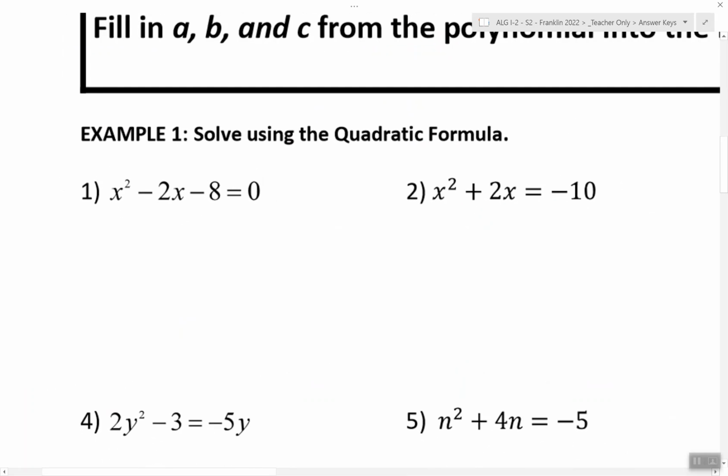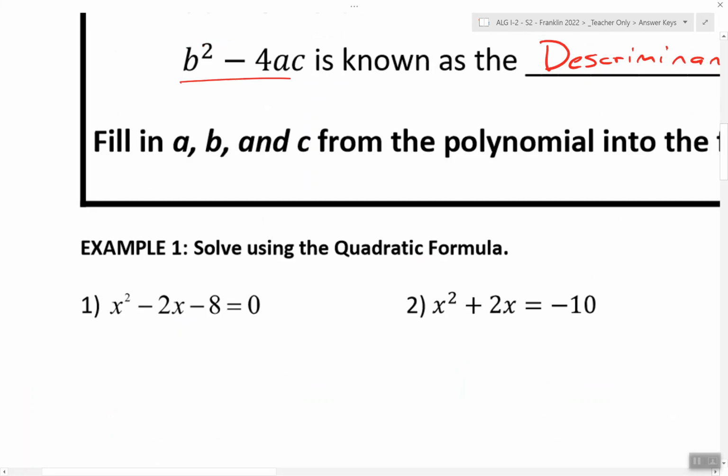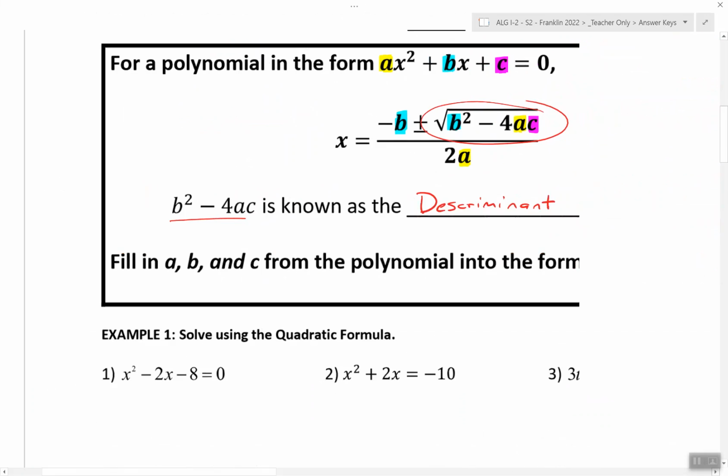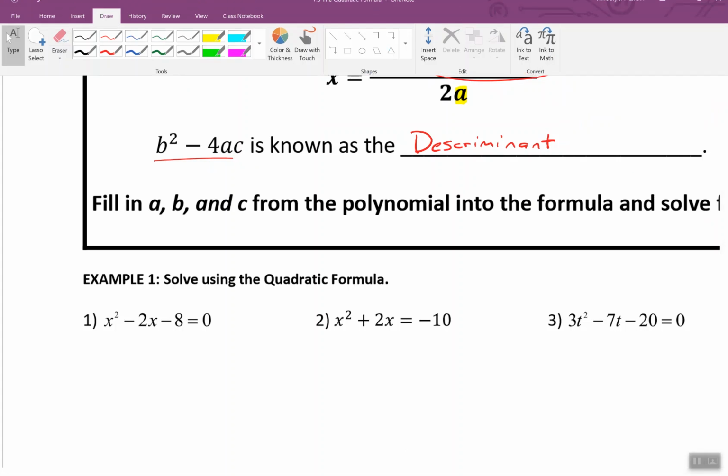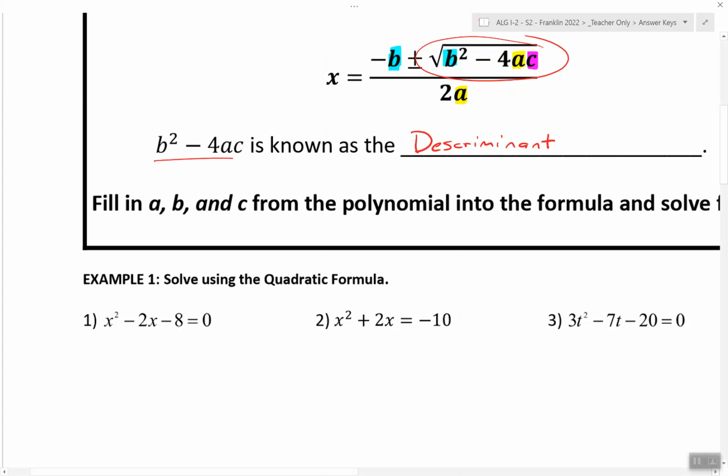So, number one, we have x squared minus 2x minus 8 equals 0. And again, the formula is right here. X equals negative b plus or minus the square root of b squared minus 4ac, all over 2a. So let's go ahead and fill that in, and it might be helpful to write down, we have 1, that's our a value. Negative 2 is our b value. Negative 8 is the c value.